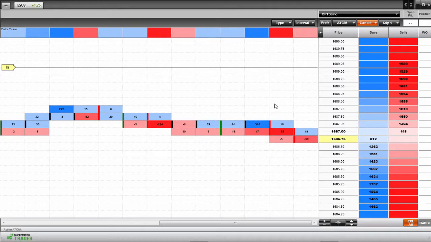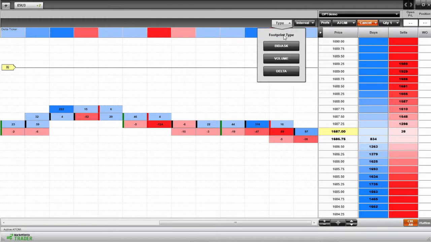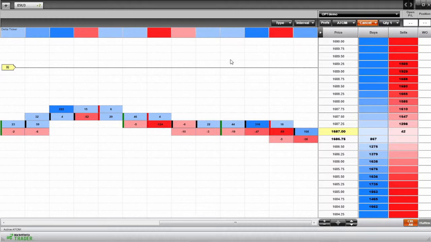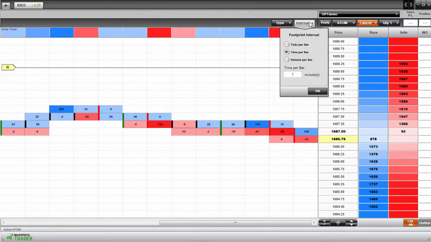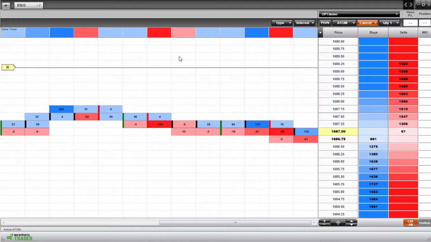That's another thing I wanted to take a look at. Not only do we want to configure what type of footprint chart we want, whether that would be bid or ask, volume, or the delta volume here, we actually want to adjust the size of these bars, so the interval. If you take a look at the interval, we have three different types of options here. We have ticks per bar, time per bar, or volume per bar. We have it set to the default, which is time per bar, which is set to 1 minute currently. So each of these columns here is 1 minute in time.